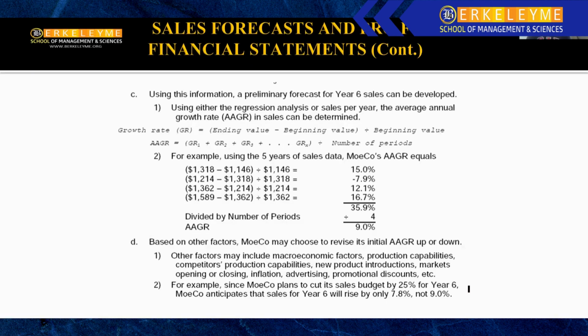But in the book, we have regression analysis or sale per year, the average annual growth rate. First, we use this method and see how much sale is increasing every year: ending value minus beginning value, divided by beginning value. Then you add all of them and divide by the number of periods. This is another method that you can take.